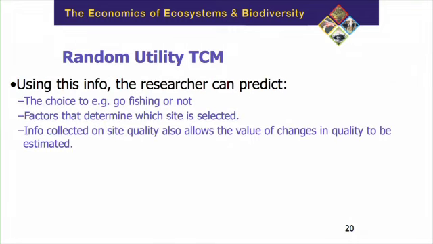So once you've got that data, then you can work out the value of that site. So you can make choices, like whether you go fishing or whether you go walking in the forest. So a random utility model allows you to identify reasons why people go to that site and also why people don't go to that site. And you can get much more information about why people go to that site.